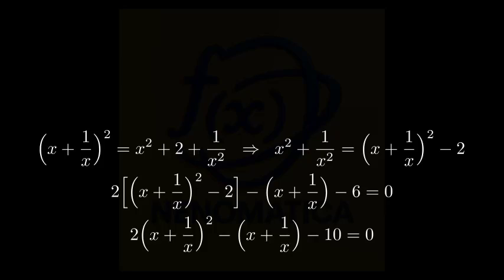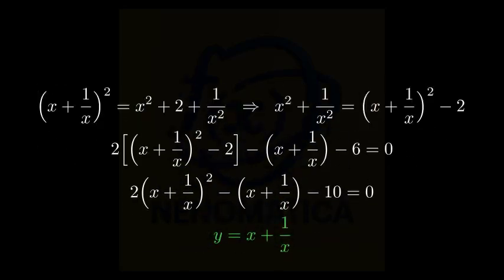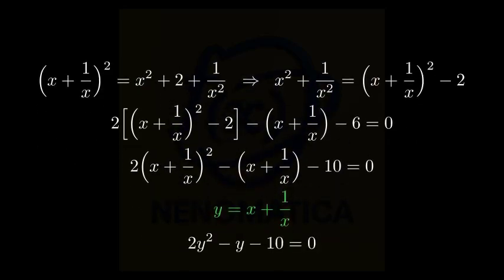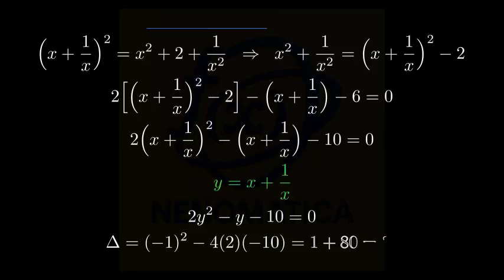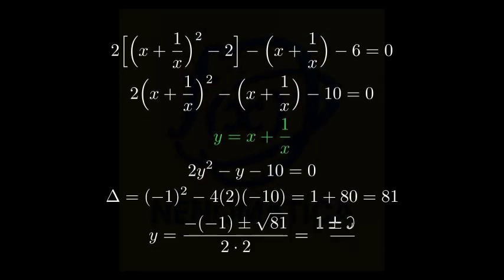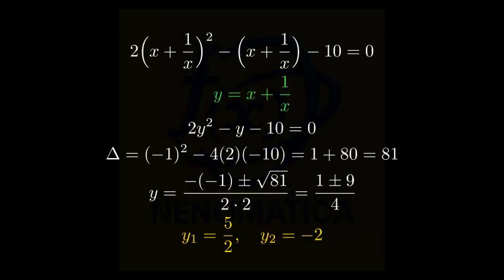Step 4. Let y equal x plus 1 over x. Then we have a quadratic: 2y squared minus y minus 10 equals 0. The discriminant is 81, so y equals 1 plus or minus 9, all over 4. Therefore y equals 5/2, or y equals -2.